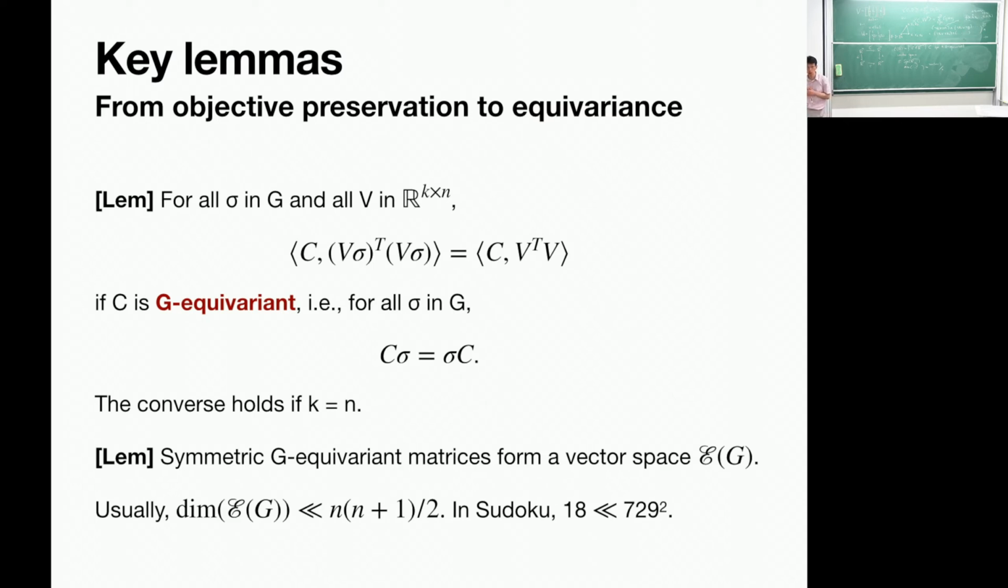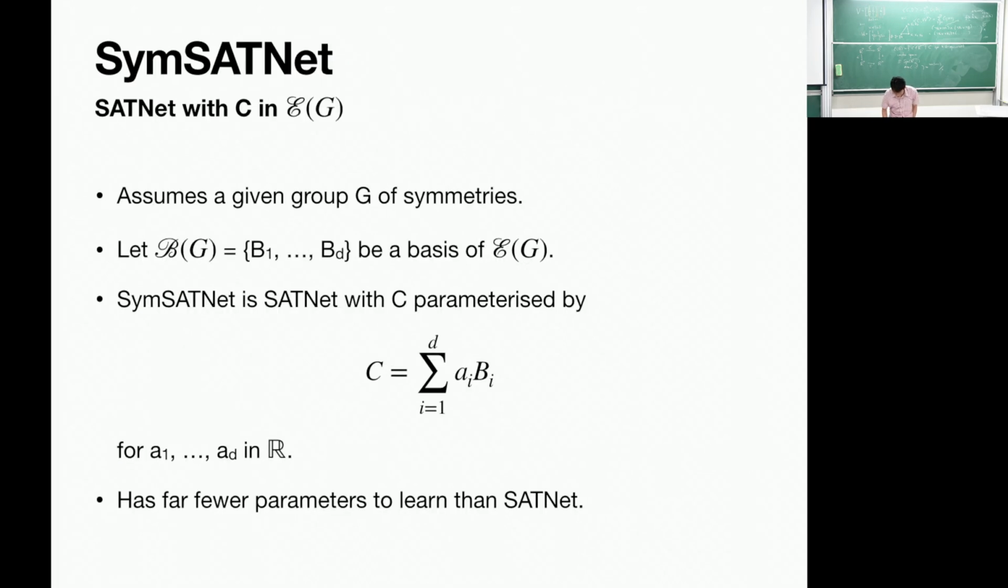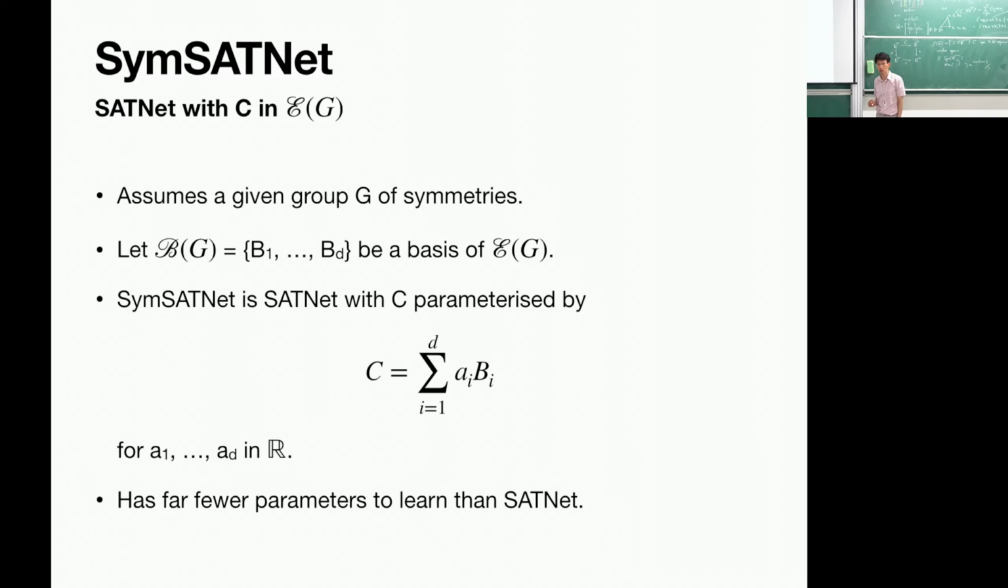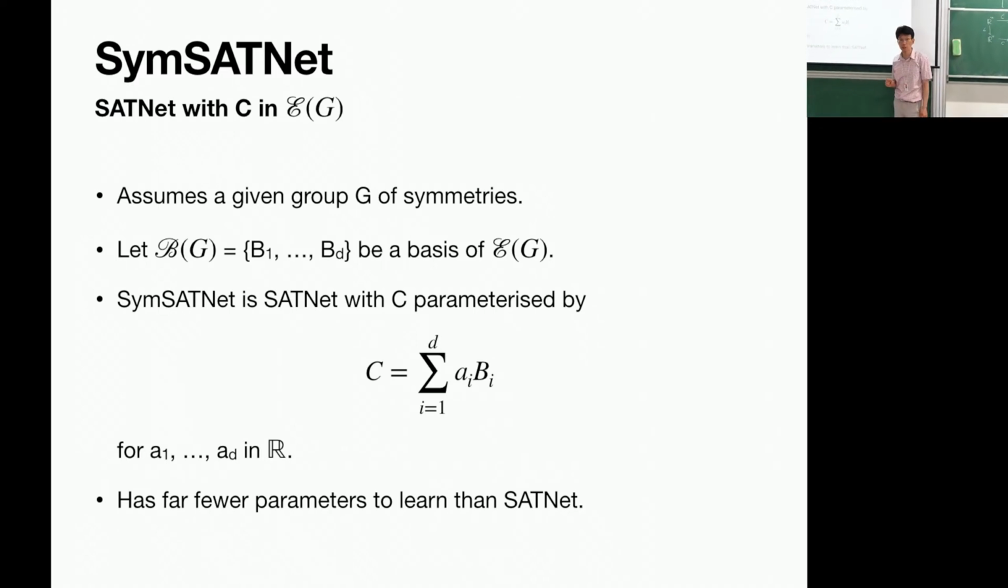What that means is, suppose we don't know C, but we know that C lives in this equivariant space E of G. Then if we can parameterize C in terms of some basis of this equivariant space, because the dimension is much smaller, in the case of Sudoku it works on 18 parameters instead of 729 square parameters. Fewer parameters usually means learning is easier and it generalizes better. That's what we actually did. SymSATNet is essentially a SATNet, the same as before, except that the parameter matrix C is now guaranteed to live in this equivariant space, E of G.